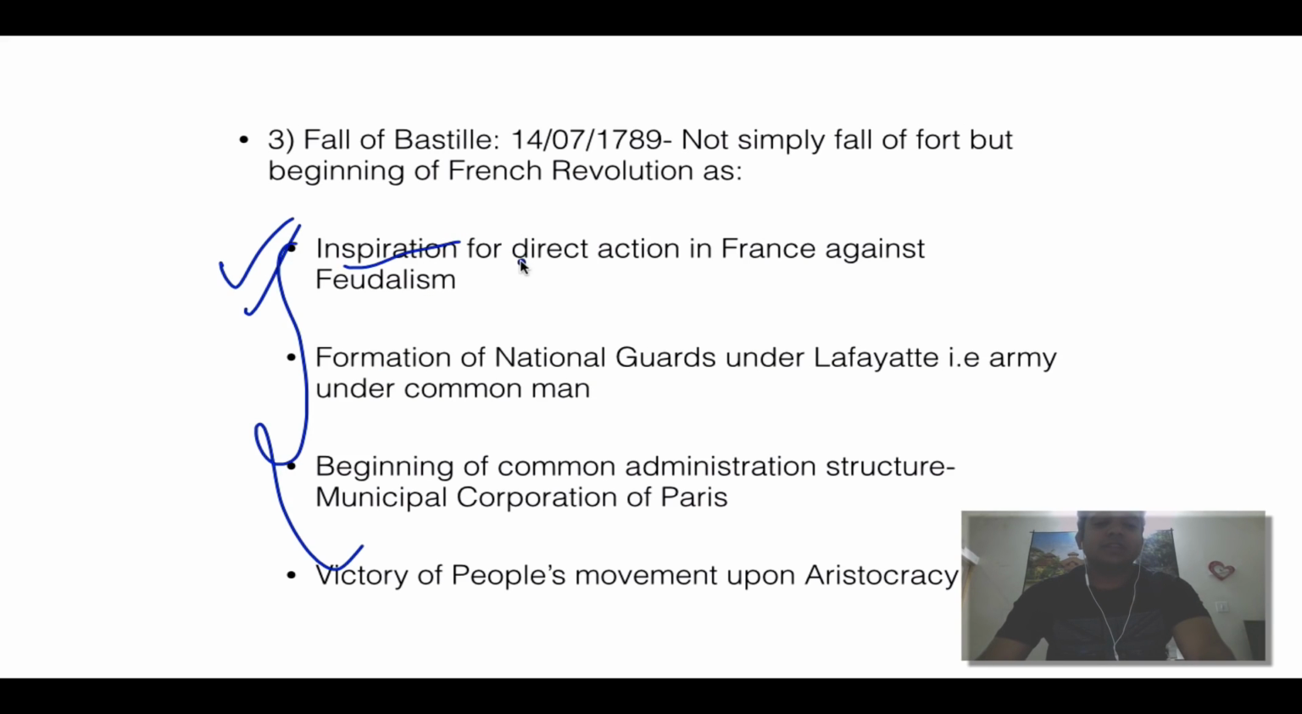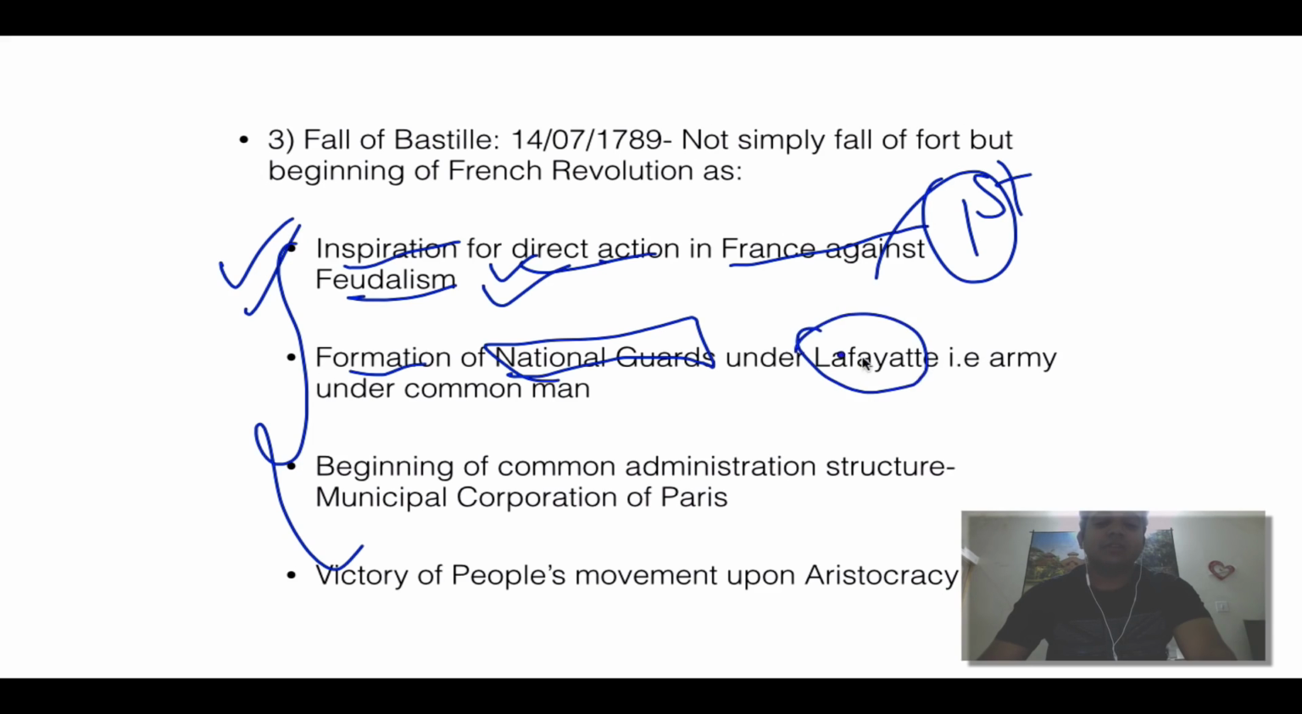It was an inspiration for direct action in France against feudalism. Is that understood? The first point: for the first time, people directly acted against feudalism, saying that this will not work anymore, change will happen. Then we have the formation of National Guards under Lafayette. So this was an army not under the king but under the common man. This was a drastic change.